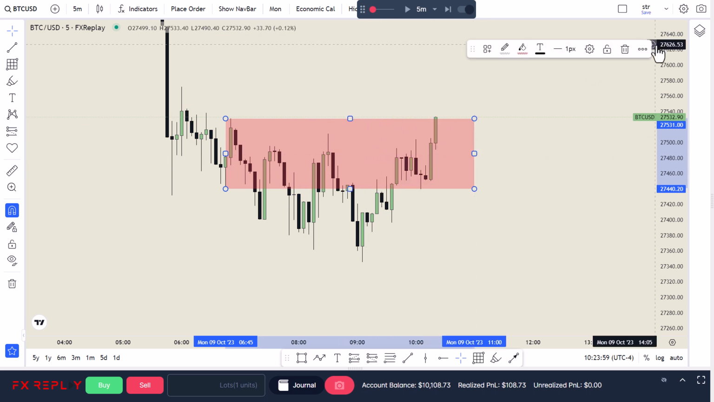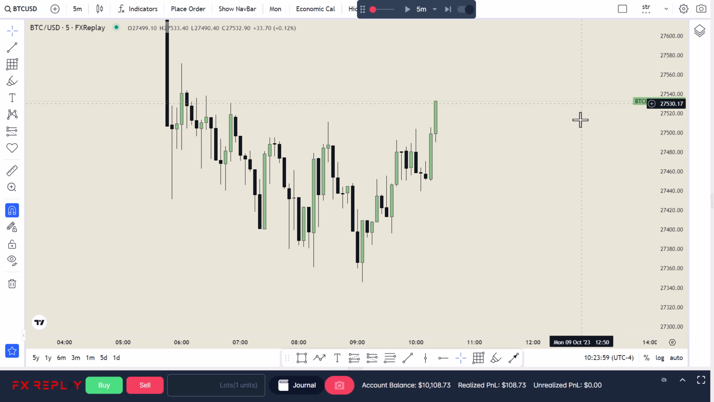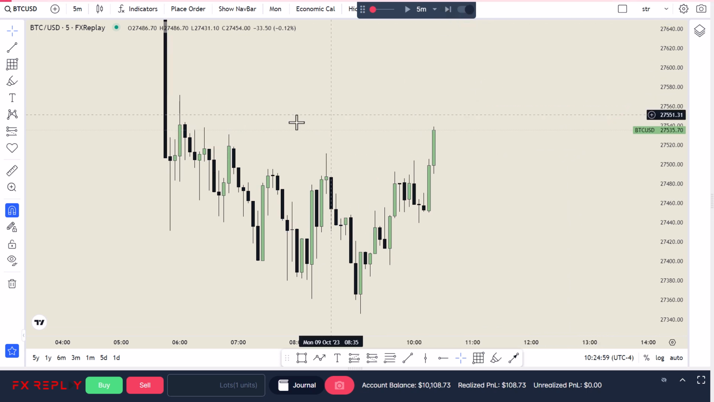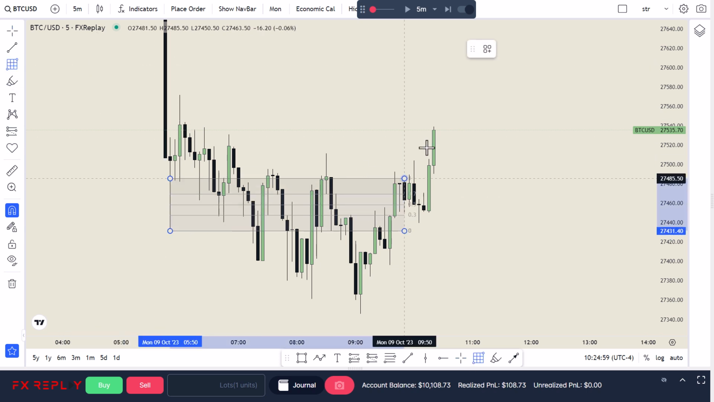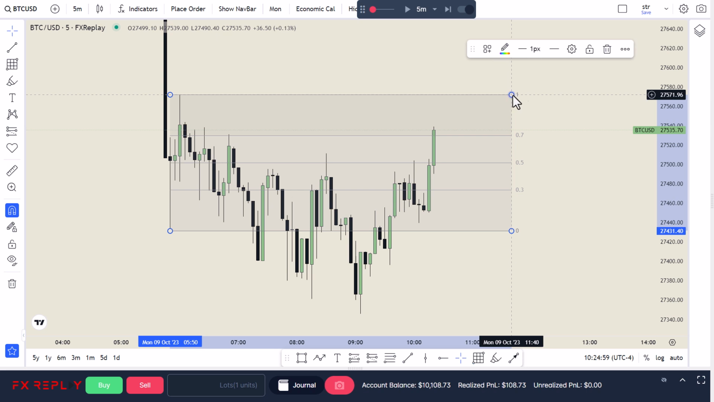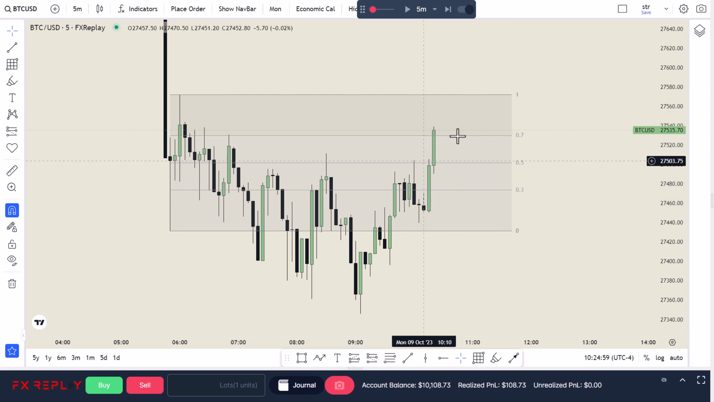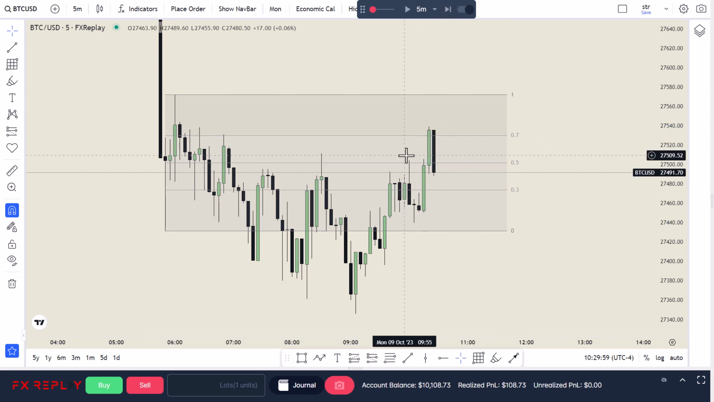This zone, we have traded above it, all right? Let's see what's going to happen. We still have this zone. Let's see how much mitigation we have on this zone. All right, we have a deep mitigation into it. We have this one right here.